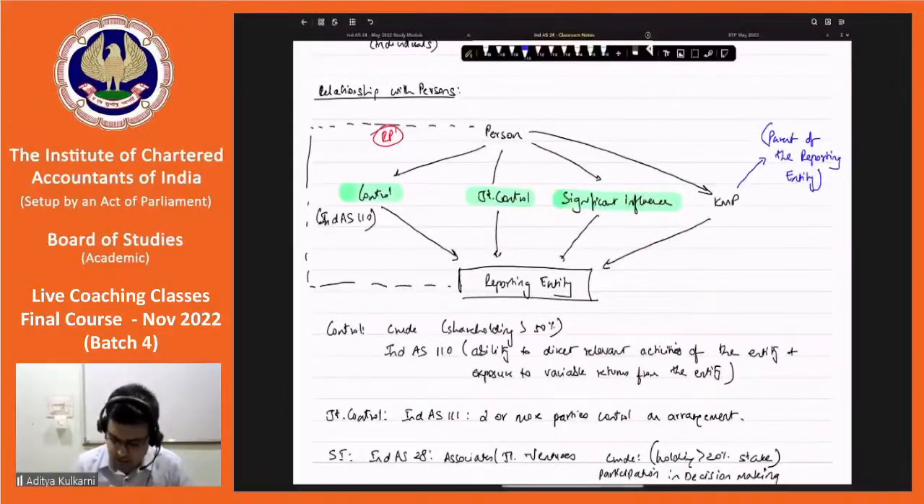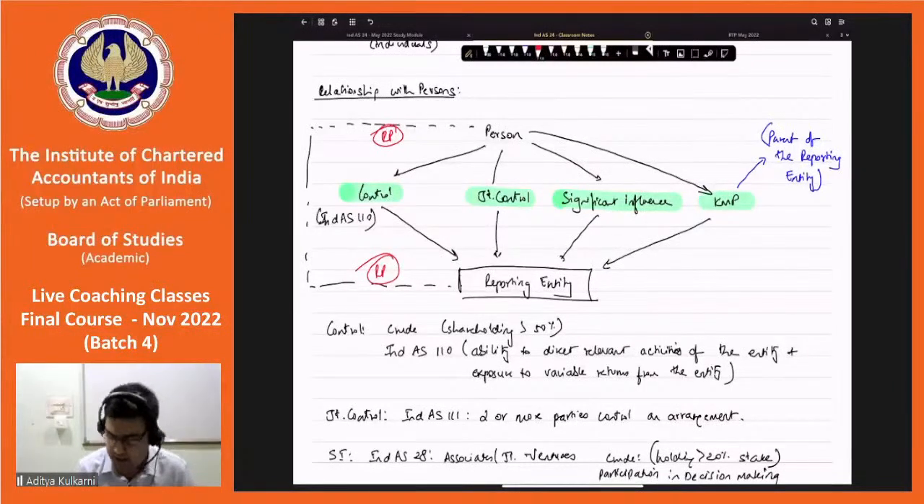So the first chart that we are having for today is relationship with persons. Person having control or a joint control or a significant influence or is a key managerial personnel of the reporting entity or is a KMP of the parent of the reporting entity. If any of these conditions are fulfilled, the person and the reporting entity are related parties. Is it okay? So the first clause is done.